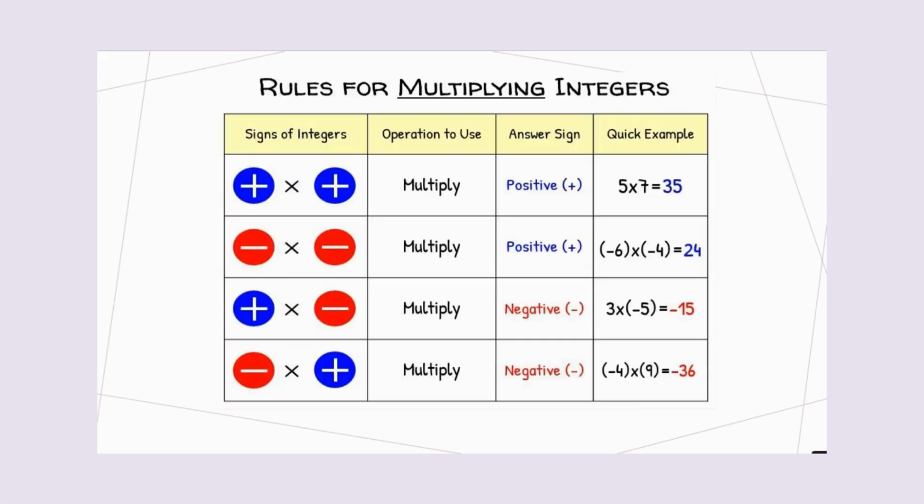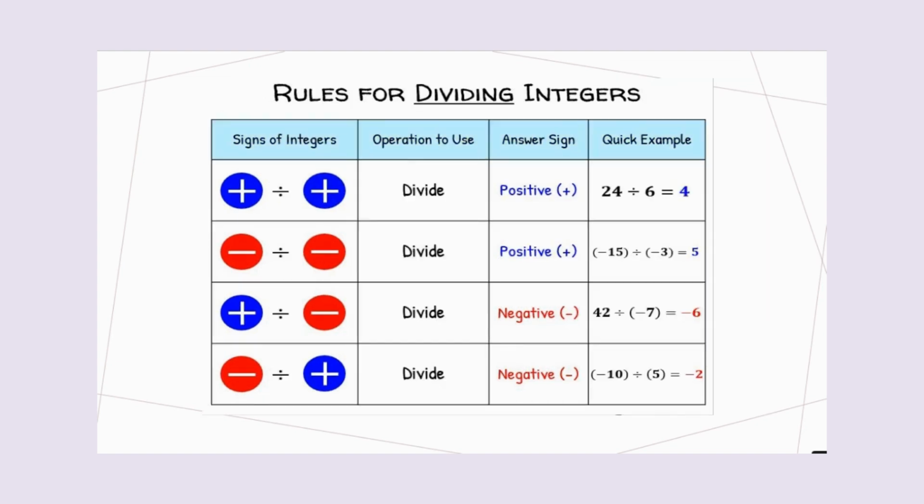Here, we have two tables to understand this concept clearly. They are, as you can observe, rules for multiplying integers and rules for dividing integers.